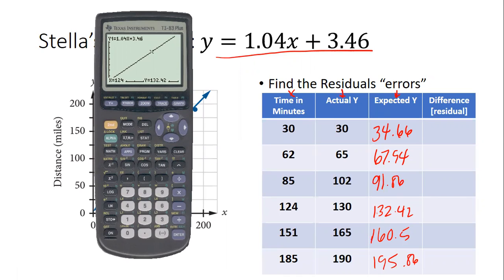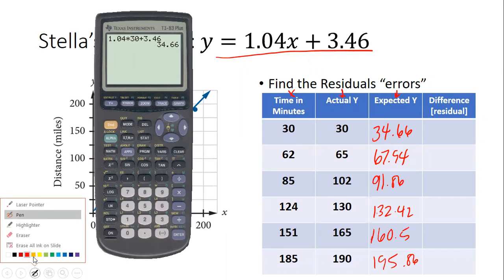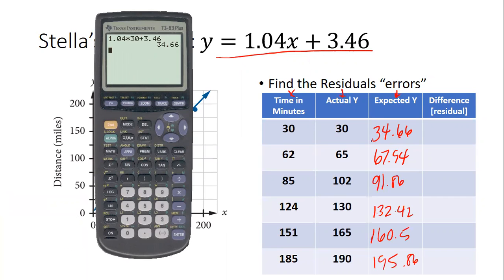How far apart are these? To calculate the error, you're going to go back to your calculator page. This is if you're not strong at mentally subtracting, which is A-okay. To get back to our calculator page, we press second mode. Now we're going to calculate residual. Residual is your actual minus your expected equals your difference. That's why I said, if you're good at mental math, you can subtract.